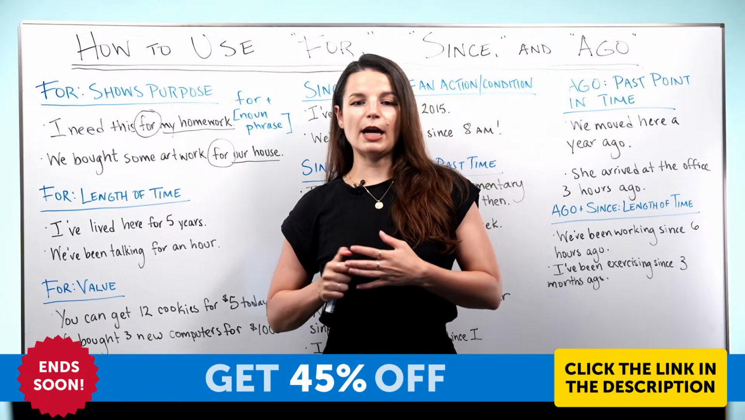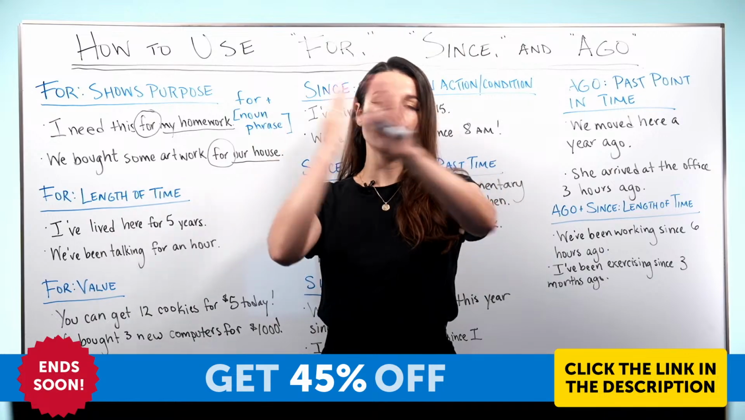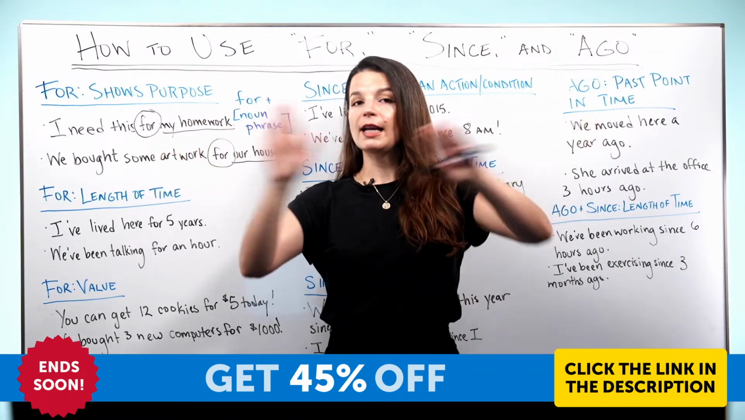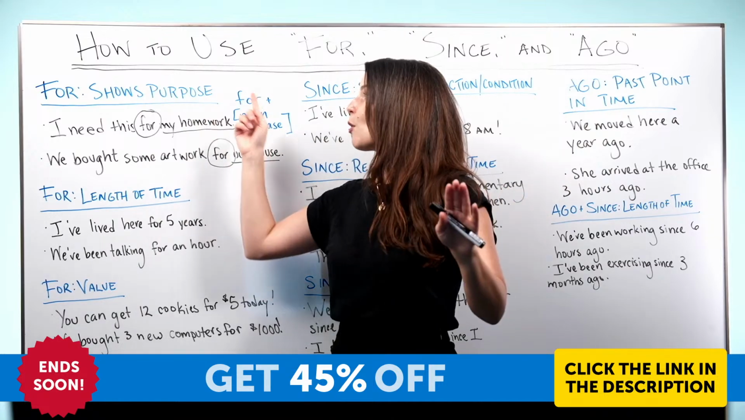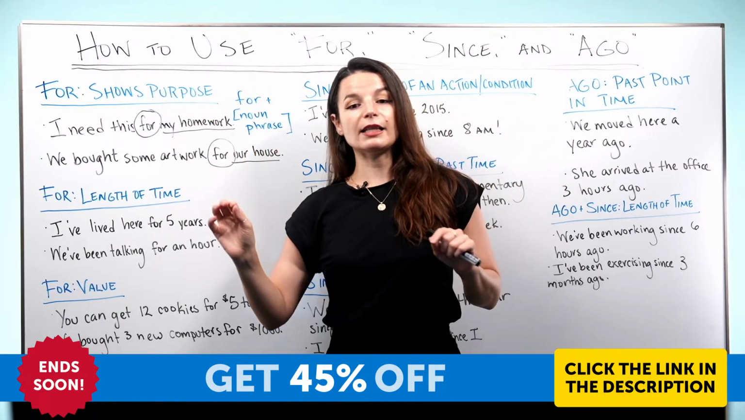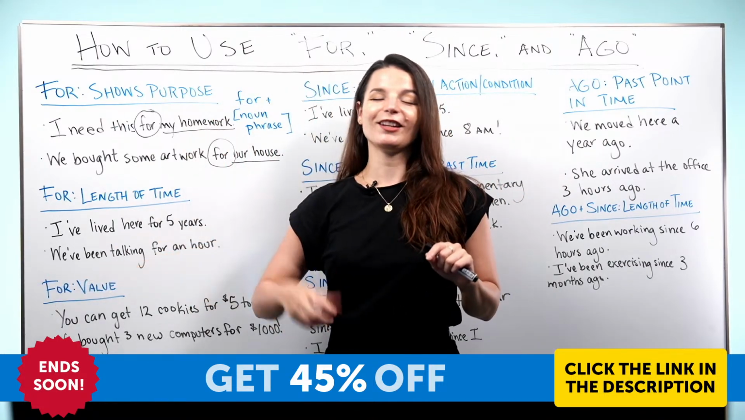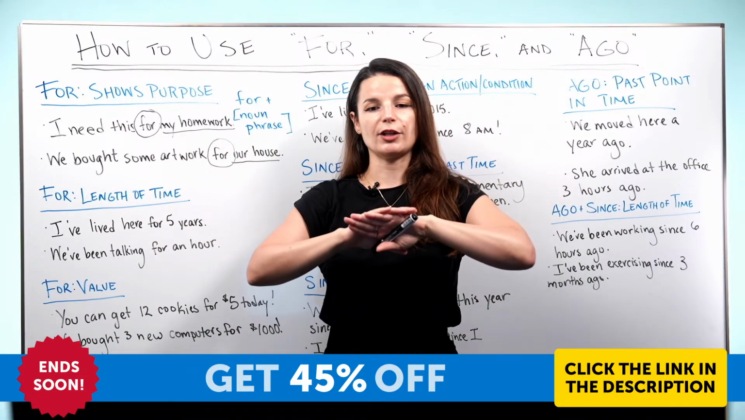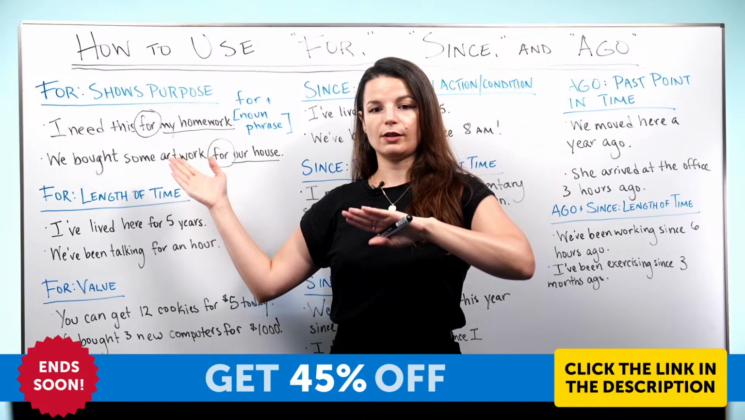Ekram on YouTube wrote, "I need this to my homework." Is this correct? No, you cannot use to and for interchangeably to show purpose. You could say, "I need this to do my homework." That would be correct. But you cannot use to and for interchangeably for this use, okay?